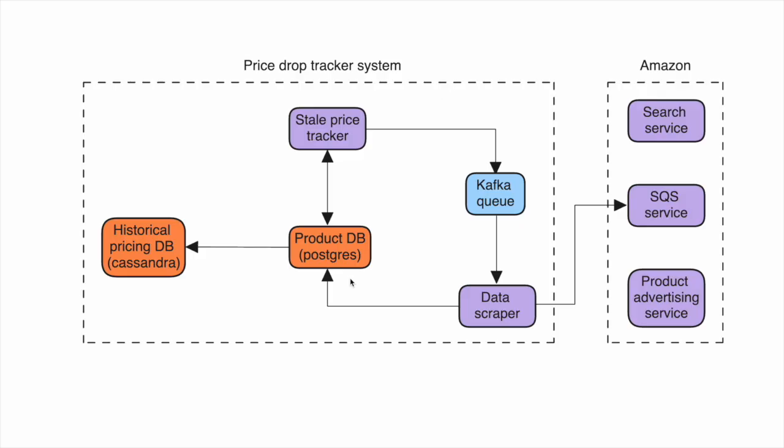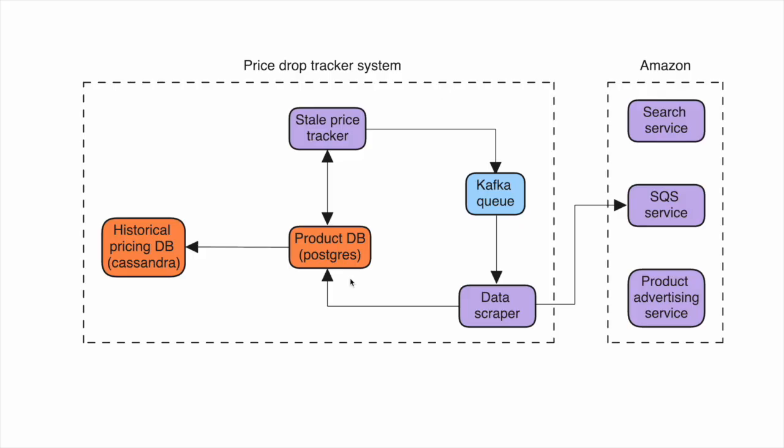Just because if we have, let's say, 5 stale price trackers, then we would be executing 5 SQL queries and we would select the same products. So we would send to Kafka 5 messages for the same product. So we want some sort of locking mechanism here. And the way we can do it is by using a simple database lock.